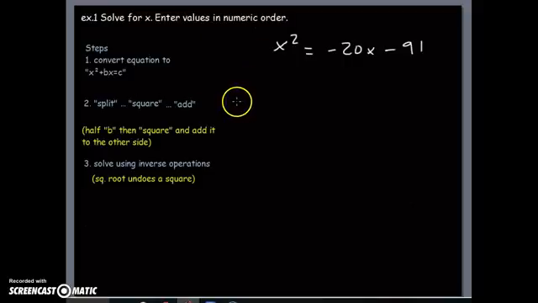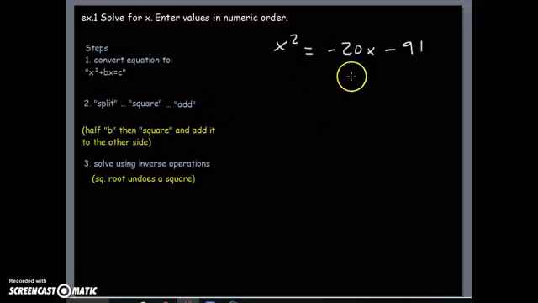So our first example is asking us to solve for x, and we're going to use completing the square. The first thing that you need to do when completing the square is convert the equation so that the x squared term and the x to the first power term are on the same side of the equal sign. And right now you can see that they're on opposite sides.